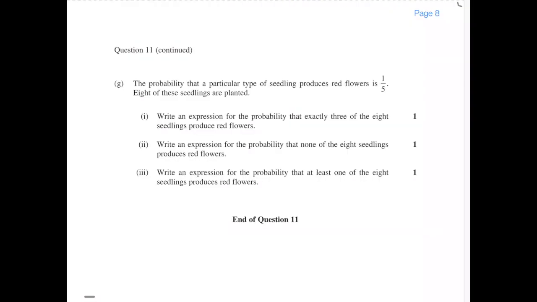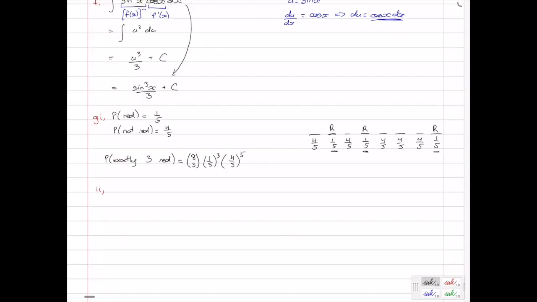The next part says, write an expression for the probability that none of the 8 seedlings produces red flowers. So if none of the 8 seedlings produces red flowers, that means I want every single one of them to be not red. That means each one has a 4 out of 5 chance. So this one's very simple. It's just 4 out of 5 times 4 out of 5 times 4 out of 5 8 times. Or in other words, 4 out of 5 to the power 8. Okay, and that's all there is to that one.